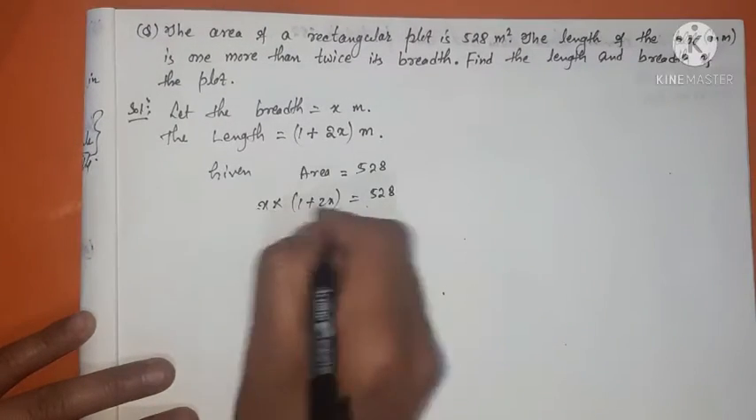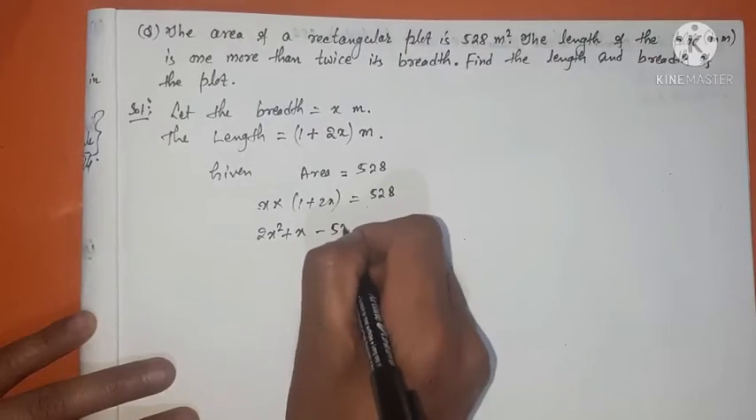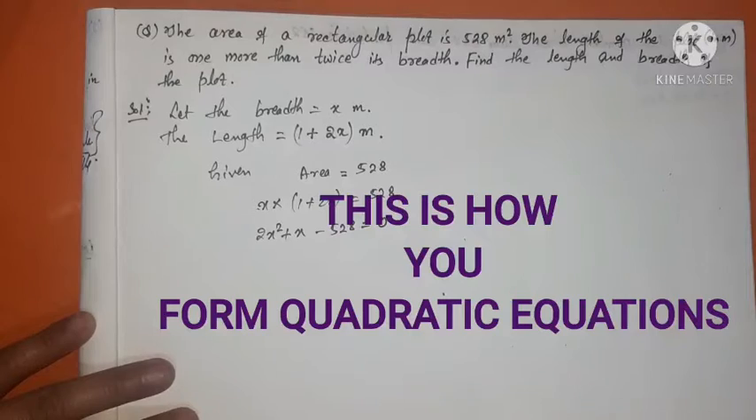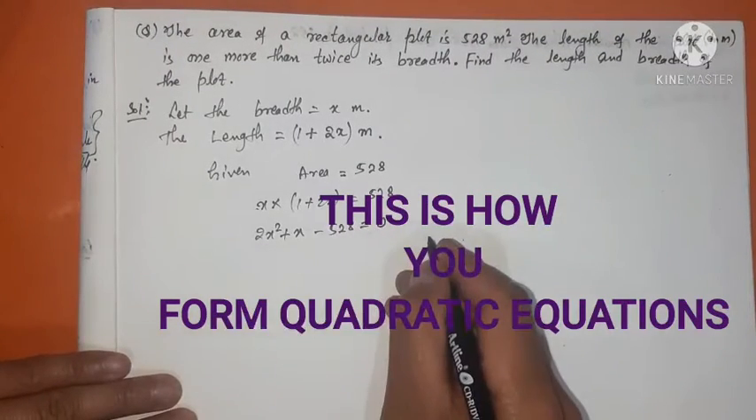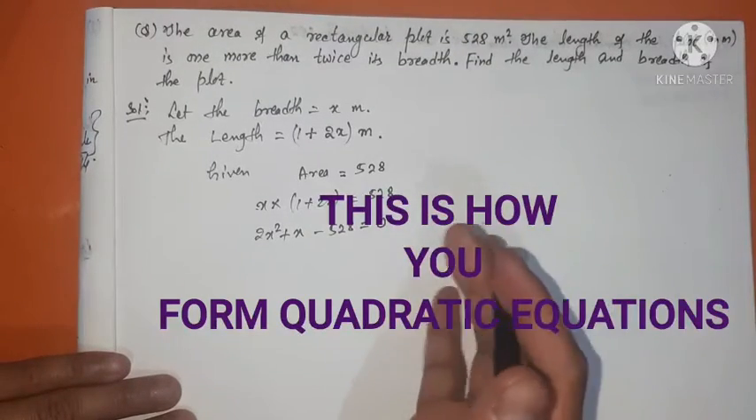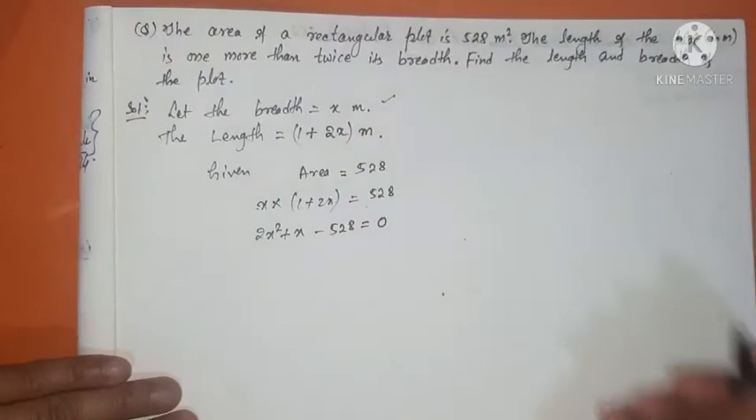Yes, that means multiplying it, 2x square plus x minus 528 is equal to 0. Now this is a quadratic equation. Now we need to use the concept of factorization or splitting of the middle term to find the value of x. That will be the breadth, and then from here we can find the length.